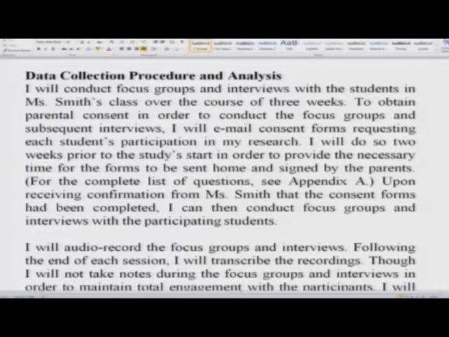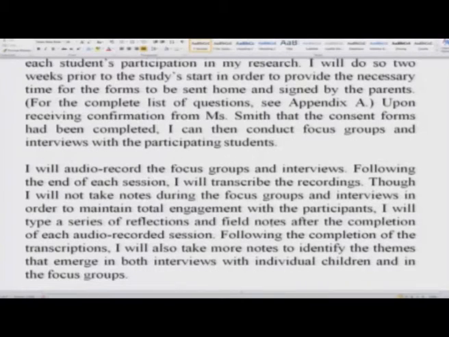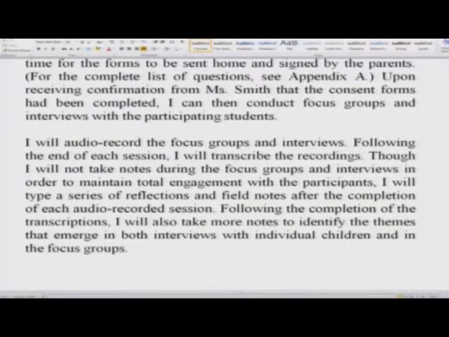So, you can see here the writer includes the tools used in appendices. Upon receiving confirmation from Ms. Smith that the consent forms had been completed, I can then conduct focus groups and interviews with the participating students. So, this is about preparation, and then I will audio record the focus groups and interviews. Following the end of each session, I will transcribe the recordings.